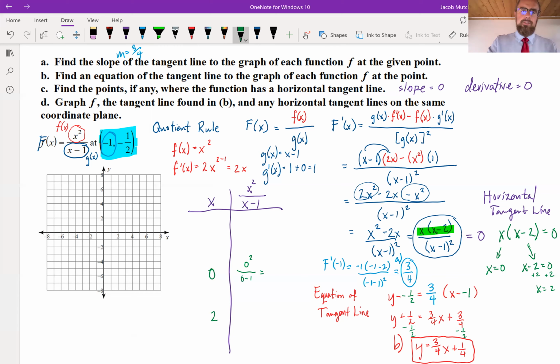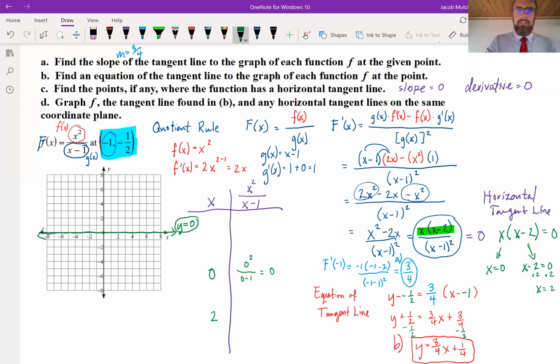That's going to be 0 over negative 1, which is just 0. So I see that at the origin, I'm going to have a point that is a horizontal tangent line. So I can actually sketch that horizontal tangent line in and write its equation. That's the equation y equals 0. The x-axis has the equation y equals 0.